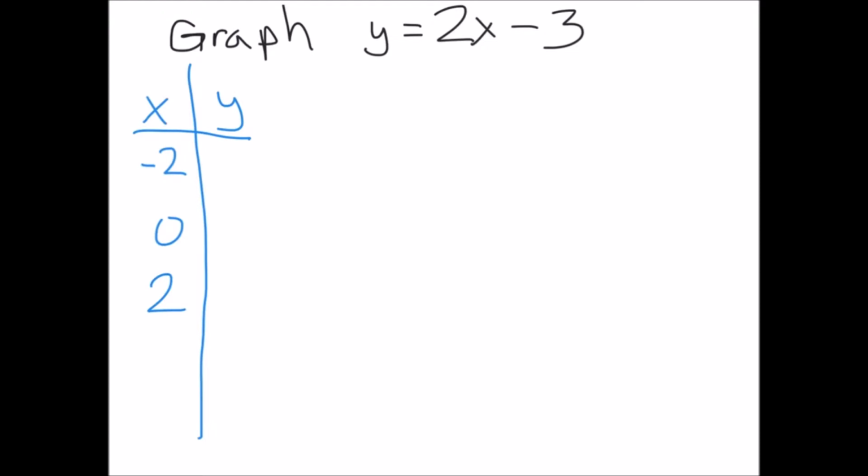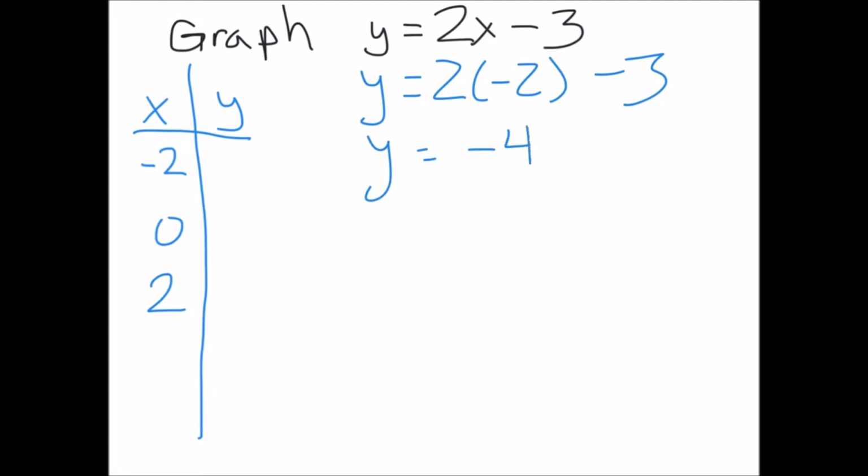So we're going to start with negative 2. We're going to plug in negative 2 for x, and then we're going to solve for y. Now y equals 2 times negative 2 will be negative 4, and negative 4 minus 3 will be negative 7. So our first point, we figured out when x is negative 2, y is negative 7.